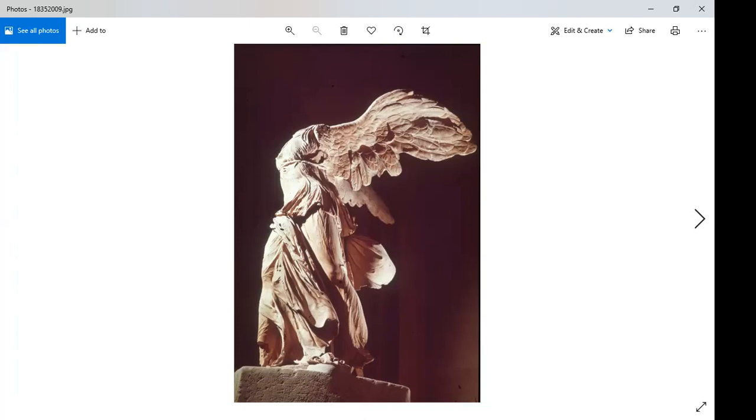It's a Greek island, S-A-M-O-T-H-R-A-C-E. Okay, that's an island in the Aegean. Remember, that's the Eastern Mediterranean, a Greek island. And the date is 190 BC. And this is Hellenistic.